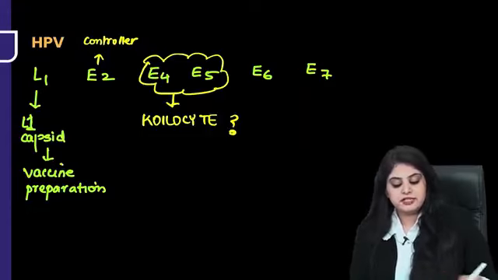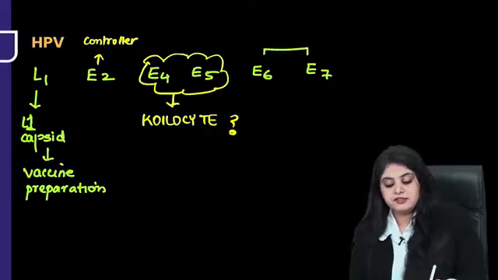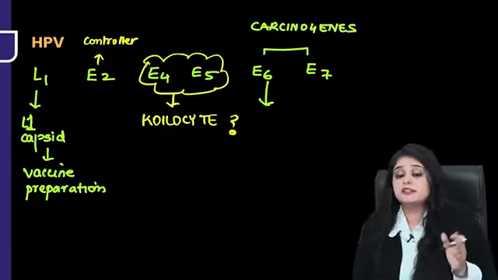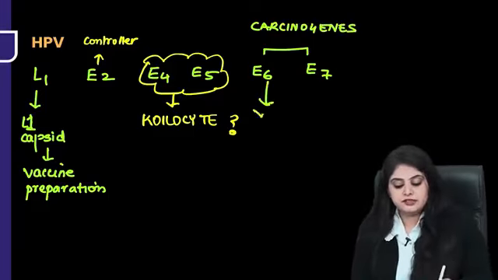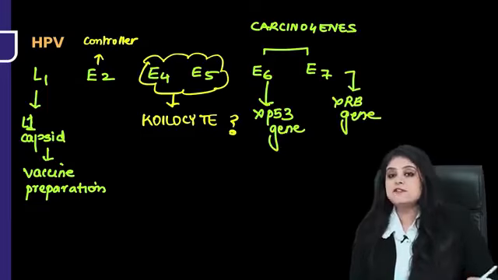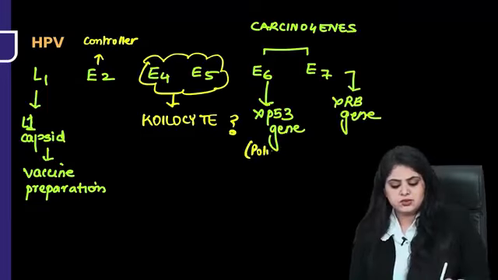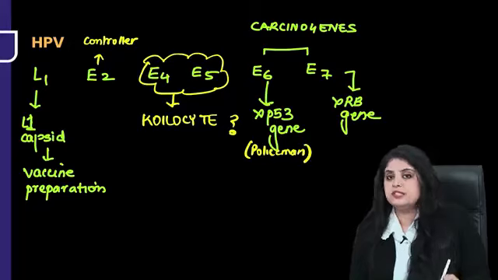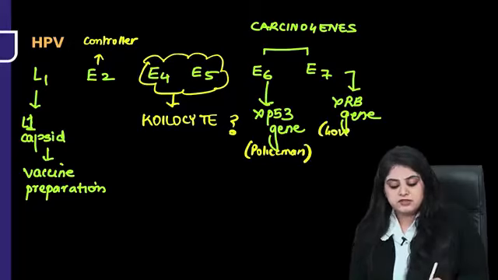Now what do E6 and E7 do? E6 and E7 are responsible for carcinogenesis. Please note that E6, matlab jo cancers hai, they are the ones causing cancers. E6 is going to switch off P53 gene and E7 is going to switch off the retinoblastoma gene. And let me tell you that P53 gene, I think you know this. P53 gene is known as the policeman and RB gene is known as the governor.